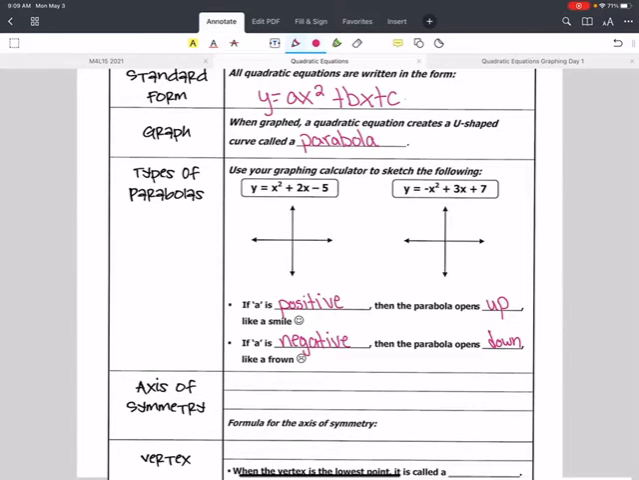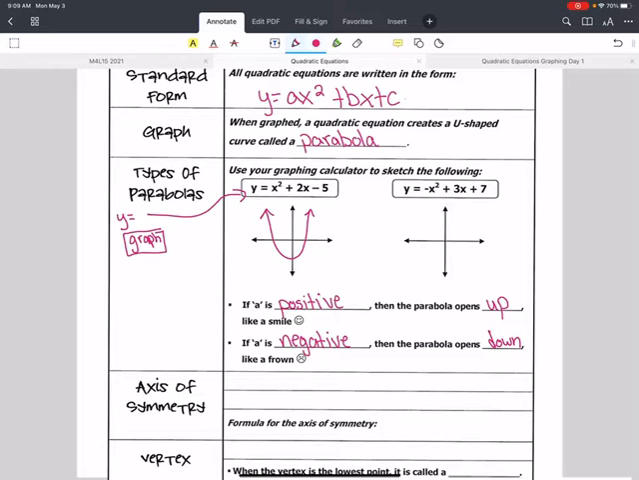It says use your graphing calculator to sketch the following. Guys, in your graphing calculator, you can go to y equals, and you can put in that first equation, x squared plus 2x minus 5. And then you can hit the graph key, and you should see something that looks kind of like this. Not exactly, but kind of like that.